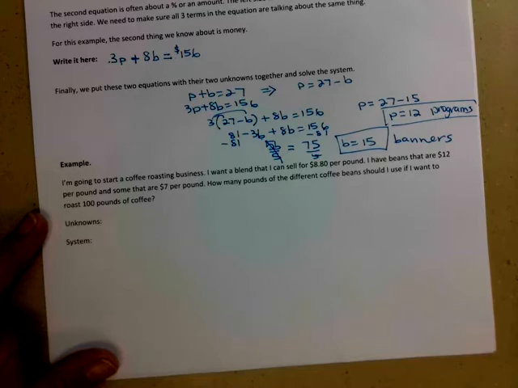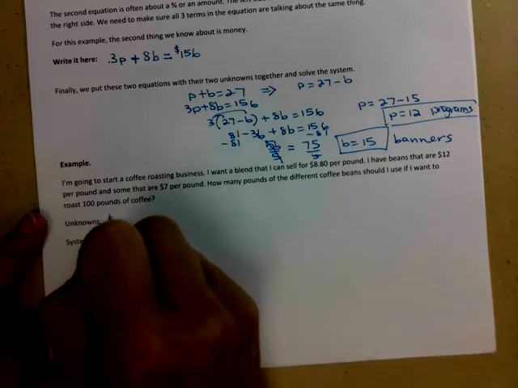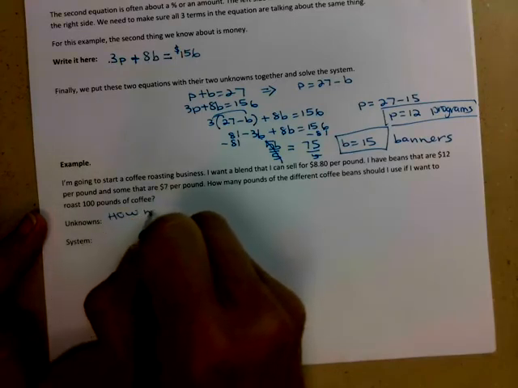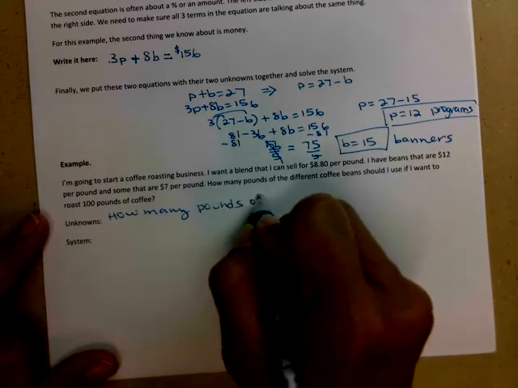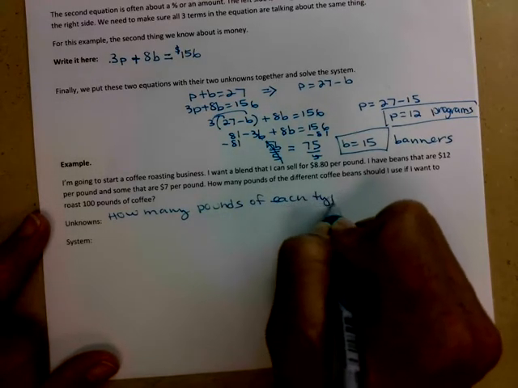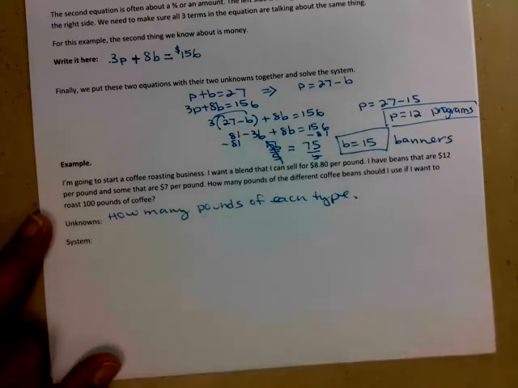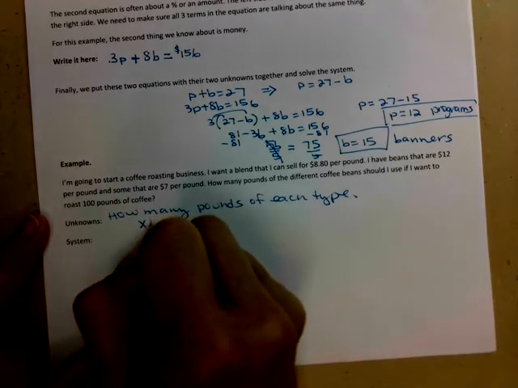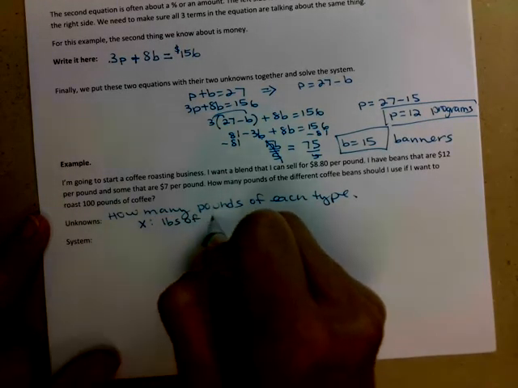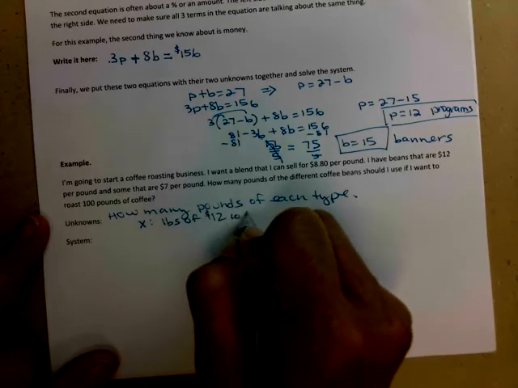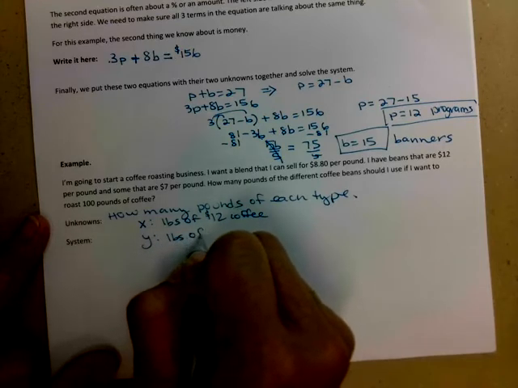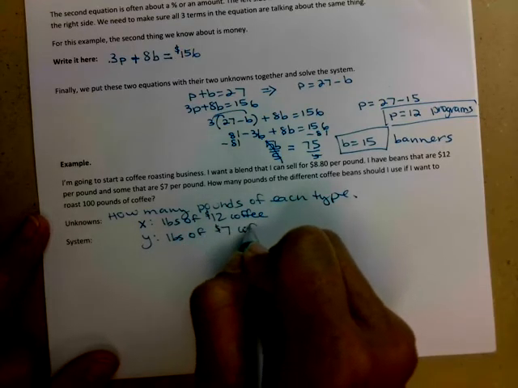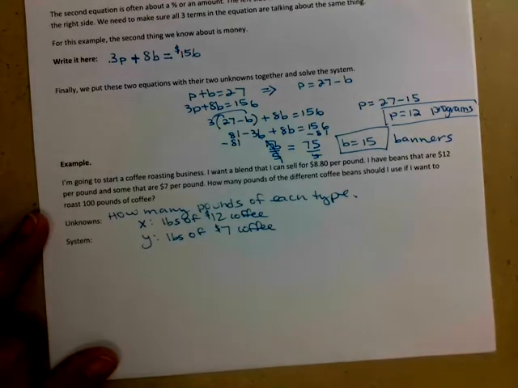Gosh, I don't know. What are my unknowns? How many pounds of each type? So what would we do? Let's say X can be the pounds of $12 coffee, and Y can be the pounds of $7 coffee. Okay, so what's my first equation?